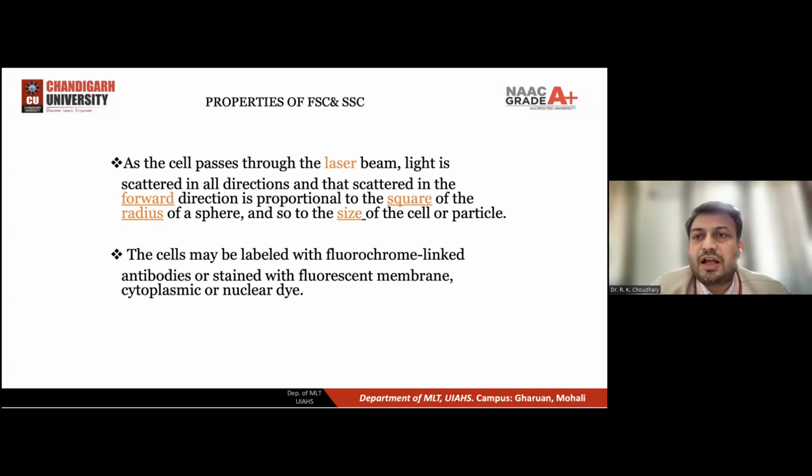Because of the light, they can easily see the movement. So for any activity or area passing through the laser beam, we can easily identify it based on its area, its radius, its size, and any particles present inside the cells or even on the cell surface. The cells may be labeled with a linked fluorochrome.